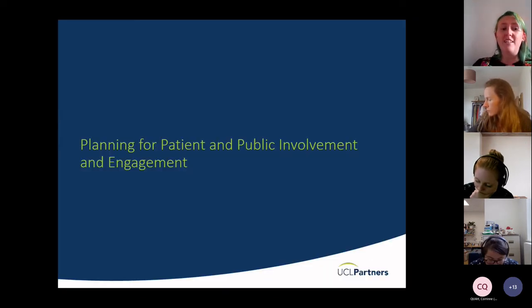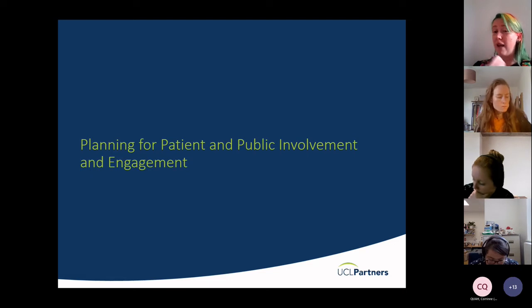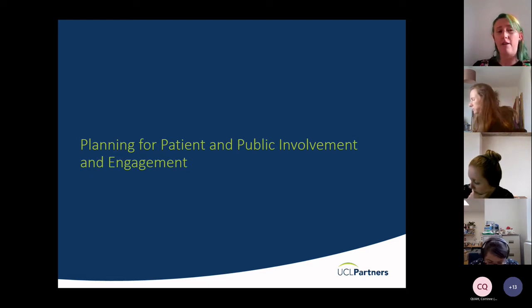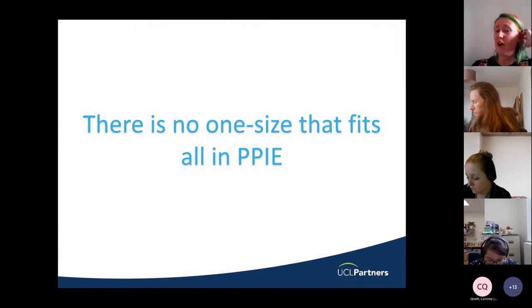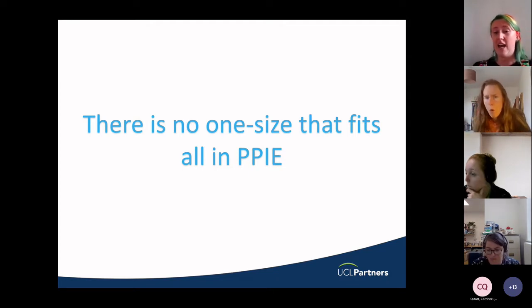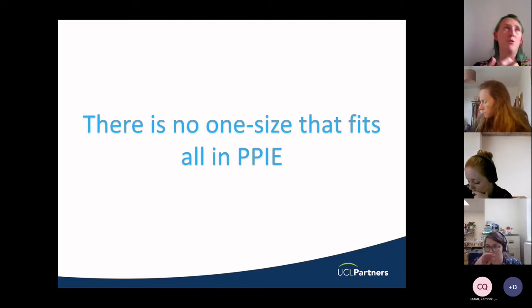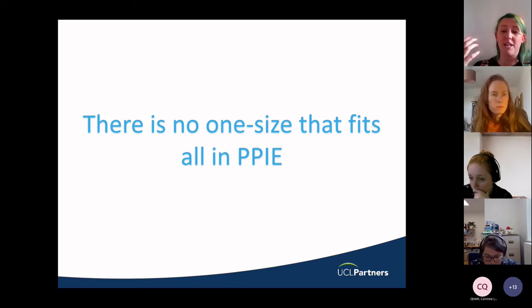The main bulk of this session is going to take you through how you plan and do patient and public involvement and engagement. The first thing I want to start with is a caveat: there is no one size fits all approach to patient and public involvement and engagement. So I'm not going to sit here today and say, if you really want to engage with older people, this is how you do it. Unfortunately, that is not the way it works.